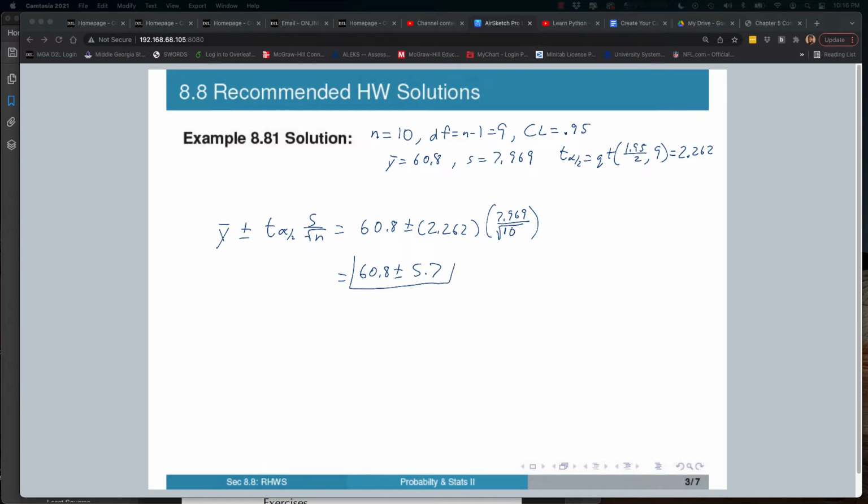So, well, that's not my final answer. My final answer should be the ends of the spectrum. So my 95% confidence interval for mu is equal to, the lower bound is going to be 55.1 and the upper bound is 66.5, and that's both in millimeters. So there's our final answer.